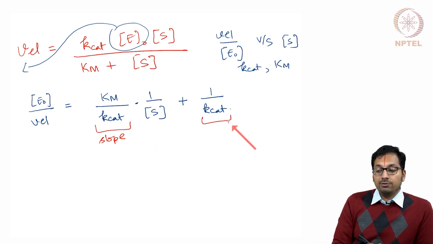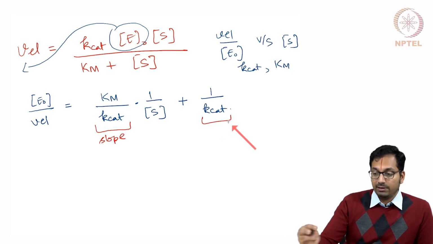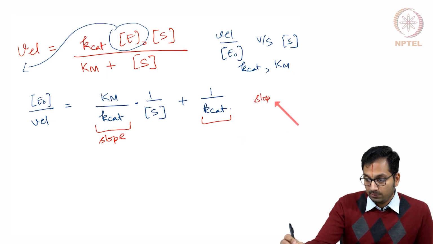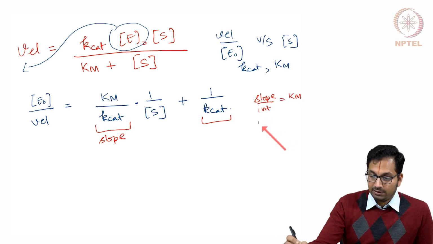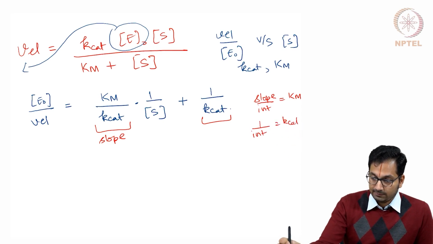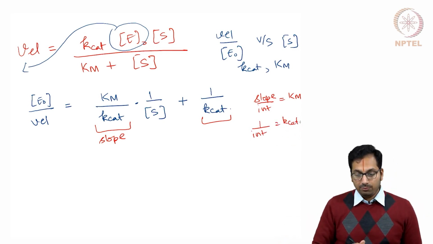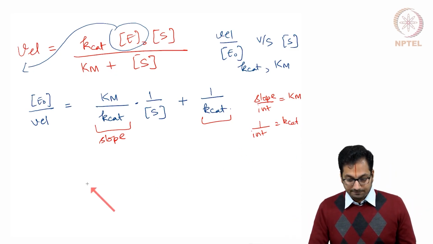So if you are able to divide the slope over the intercept, one will get Km. Slope by intercept will give you Km. On the other hand, you will also get 1 over intercept as Kcat, right? So why don't we take a look at how this can be done.